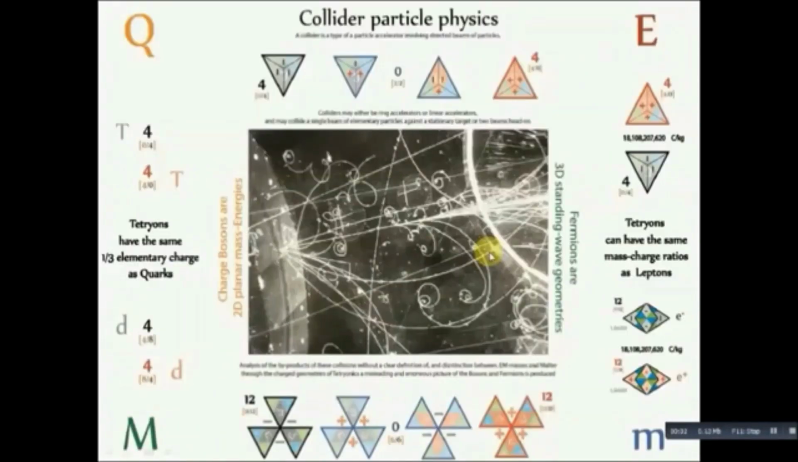You may be wondering, if this theory is correct, why have tetrons not been discovered in particle collider experiments? To understand the answer, we must first learn a bit about how the detection of particles works in such experiments.